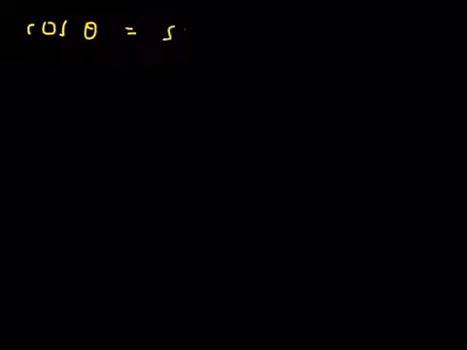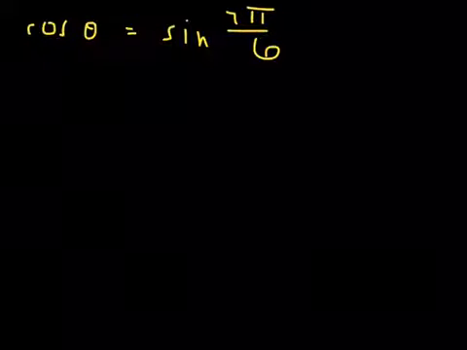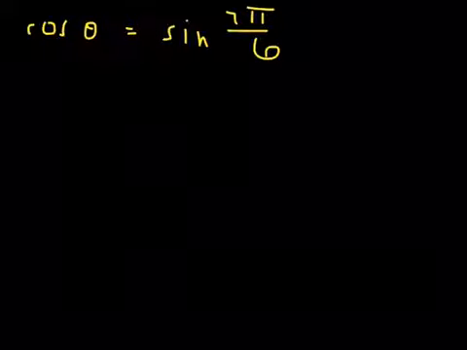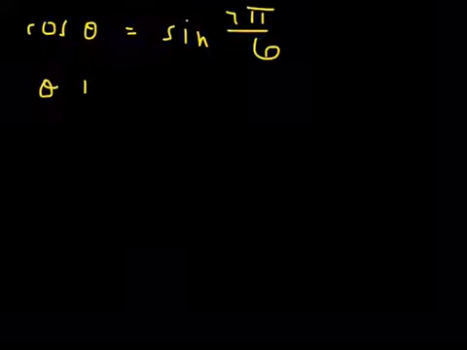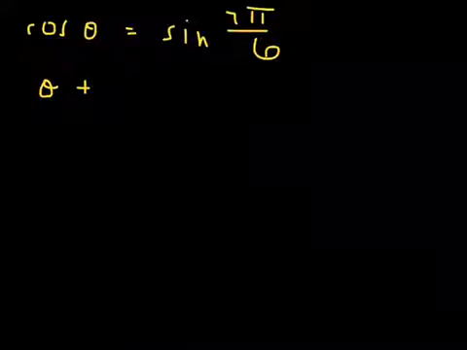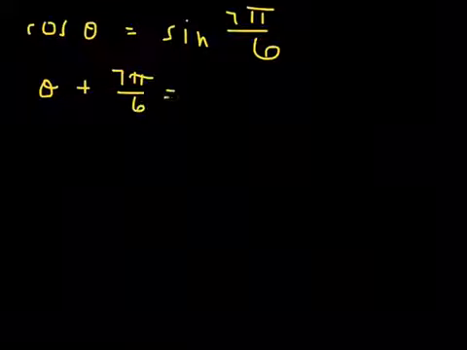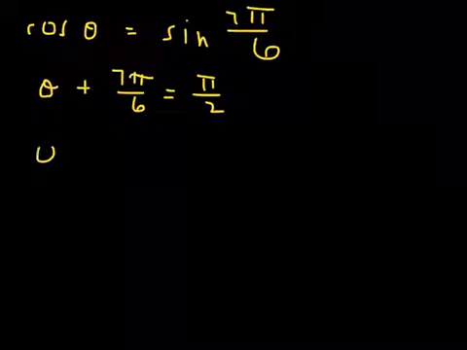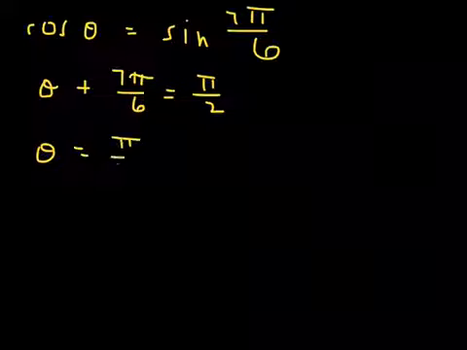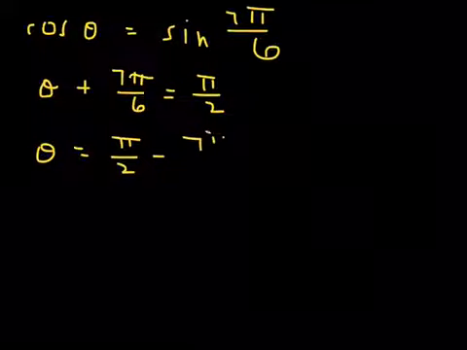Like this. So they have for you cosine of theta is equivalent to sine of 7 pi over 6. Now, again, all of these examples are pretty similar. Cofunction values of complementary angles are equal. So cosine and sine are cofunctions. So the only way this is true is if theta and 7 pi over 6 are complementary. That is to say, theta plus 7 pi over 6 is equal to pi over 2. You know pi over 2 is the same thing as 90 degrees. So then theta must be equal to pi over 2 minus 7 pi over 6.